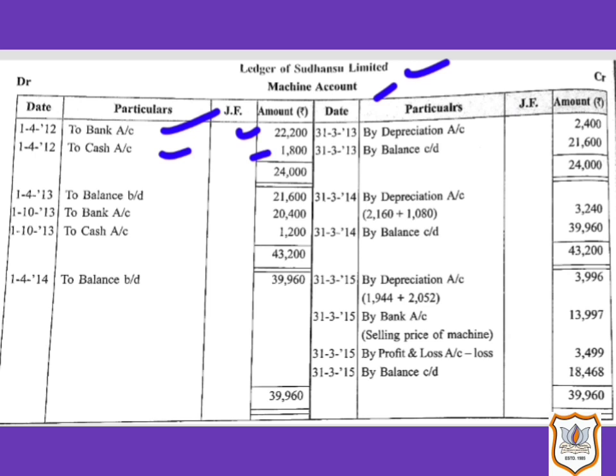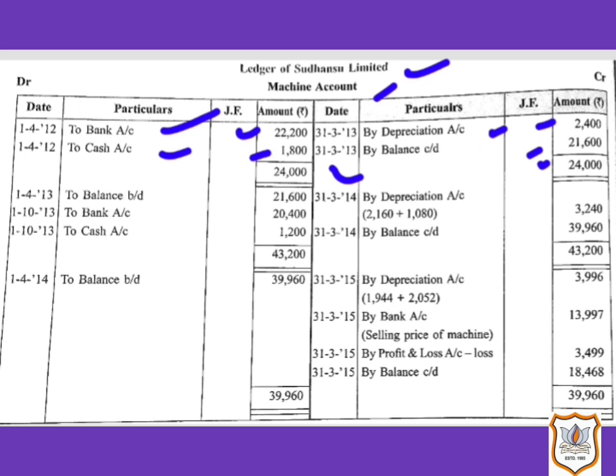Now at the end of this year, we will charge depreciation. So here we just calculated depreciation for this year. It was 2,400. In the particular column, we will write by depreciation account. Now, the total of the debit side is more, that is 24,000, which will be written on both the sides. Now, if we deduct depreciation, that is 2,400, from 24,000, we will get 21,600, that is the closing balance of the machine for this year. Date is 31st March 2013.